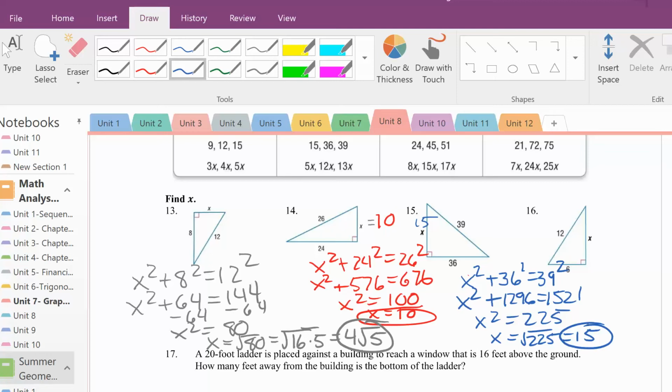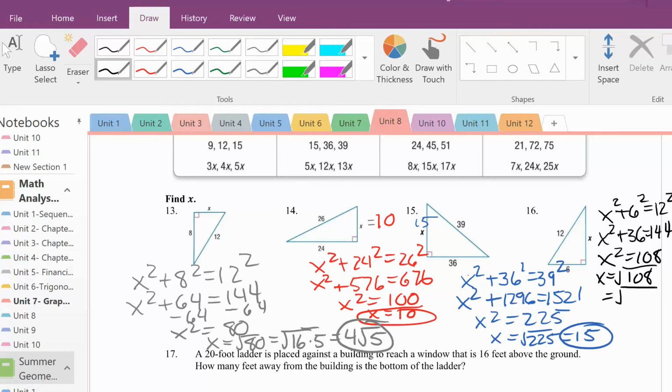And then last but not least, here you would have x squared plus 6 squared equals 12 squared. So x squared plus 36 equals 144. When you subtract, you get x squared equals 108. So now x is equal to the square root of 108, and that is going to be 36 times 3. So that means it's going to be 6 radical 3.